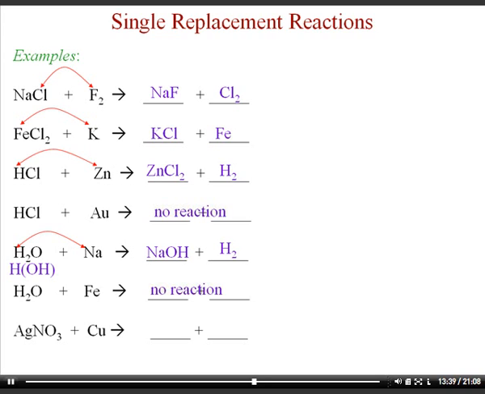In the last example, we have copper trying to switch with silver. Copper is higher than silver, and so it now bonds to the NO3 group, and then silver is the pure element by itself. The charge on copper, I'm going to make it a +1 charge, and then nitrate is -1, so the charges work out.